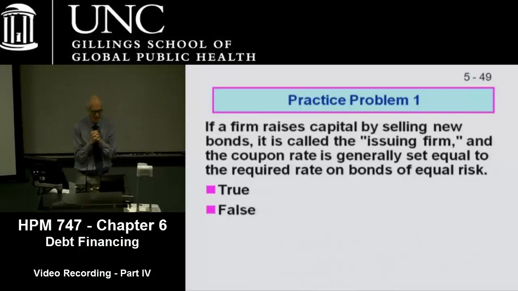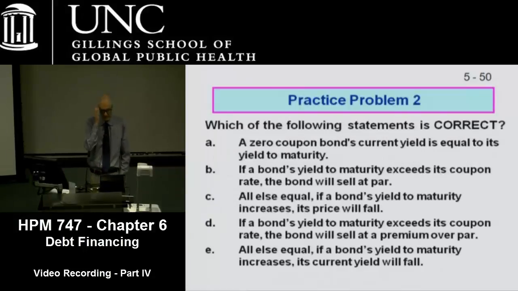Okay, let's try a few questions. We've got practice problem 1 here. We've got a firm raising capital by selling new bonds. The issuing firm's coupon rate is generally set equal to the required rate of return on bonds of equal risk. Is that true or false? It's true. It is. Okay, this one's more difficult.